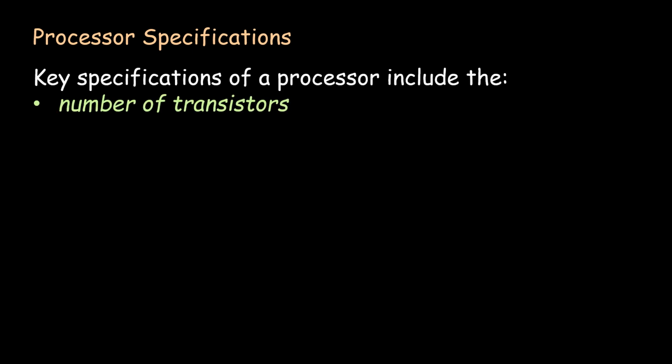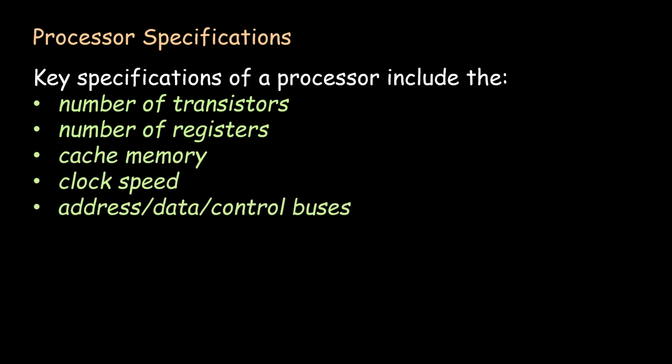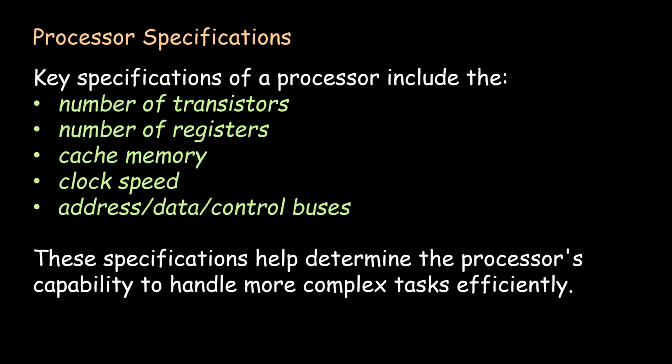When we look at the CPU specification, we focus on key factors like the number of transistors, number of registers, cache memory, clock speed, and buses. Transistors are tiny switches inside the CPU that help it process tasks. The more transistors, the more powerful the CPU. Registers are the small storage spaces that hold data the CPU is working with. More registers mean faster processing. Cache memory is super fast storage that keeps frequently used data close to the CPU, speeding up performance.